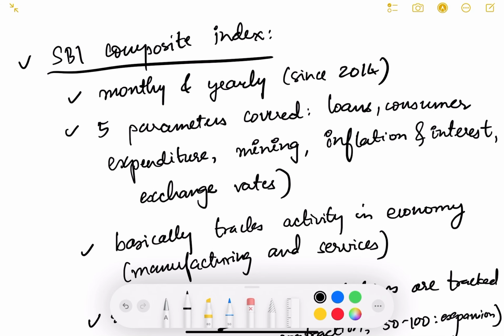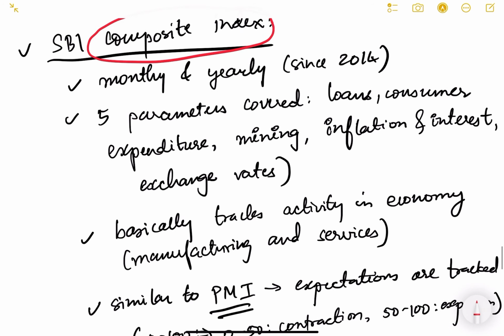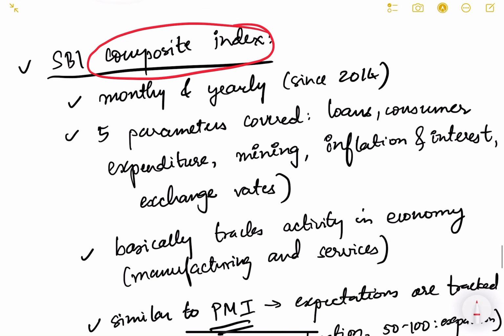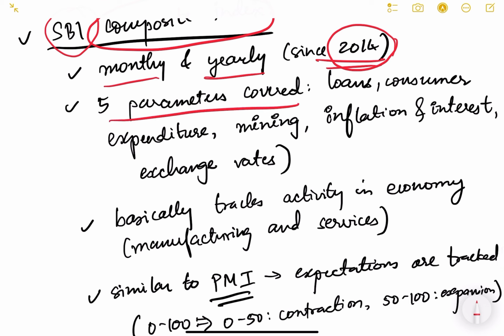Now let us look at the next type of indicator, which is the SBI Composite Index. What is Composite Index? Composite Index is prepared by the SBI. It looks at various different parameters. It is done monthly and yearly. It was started in 2014. They cover 5 parameters.